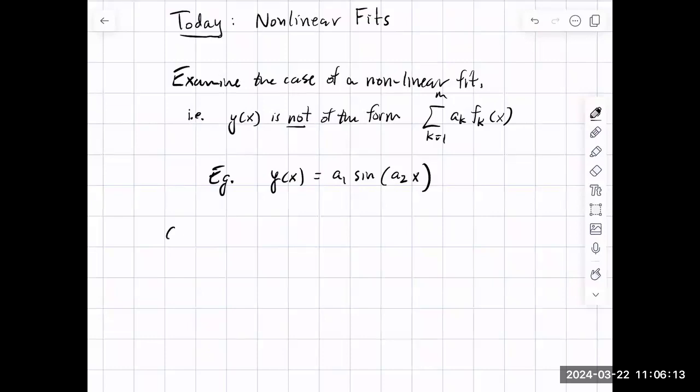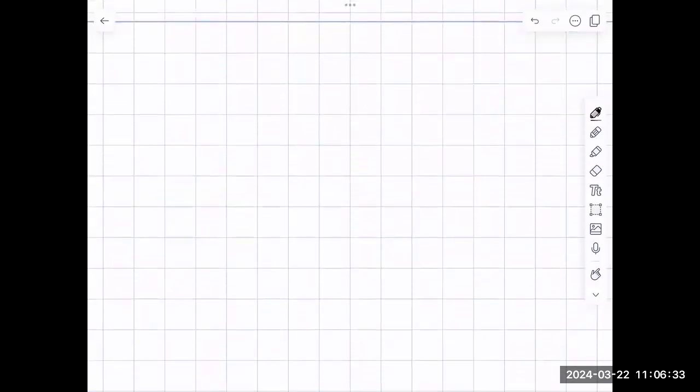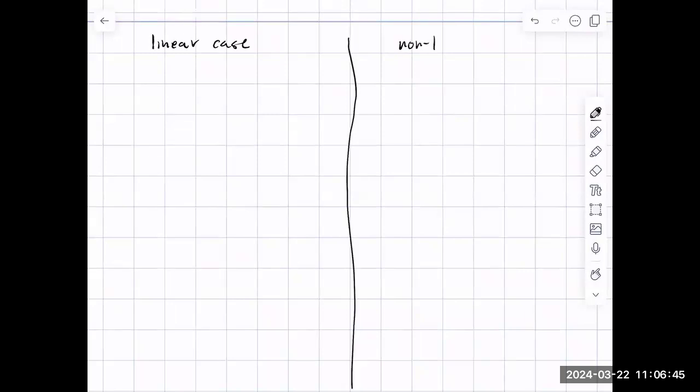Okay, so let's compare and contrast linear and non-linear fits. I'll start a table. I'm going to start a fresh page, and we'll just divide this in half. We'll do our linear case on the left and our non-linear case on the right.